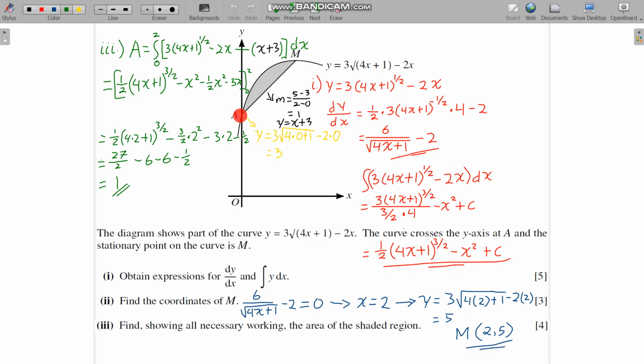After we find the equation of this straight line, now we can find the area, which is the integral from 0 to 2, because this is when x is 2, of the upper function, which is the curve, minus the lower function, which is the straight line. So the curve minus the straight line from 0 to 2. When we integrate this, actually, we already know this integral. So 1/2 (4x plus 1) to the power of 3/2 minus x squared, and the integral of the minus x, this is minus everything here, so minus x becomes minus 1/2 x squared, minus 3 becomes minus 3x.